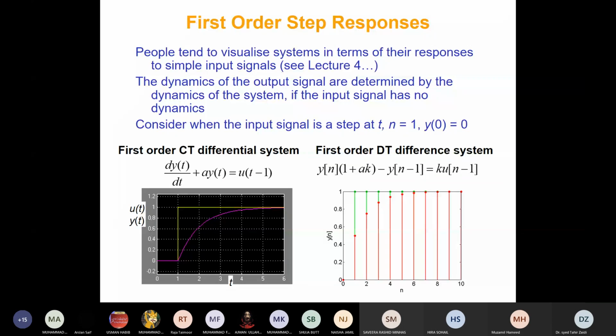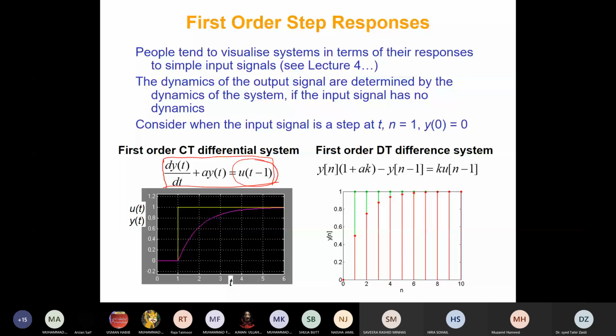And here we can see what type of response we get once we use those equations for systems. On the left, we see a continuous time system whose equation is given to us, and instead of x of t, we can give a particular input. This u of t minus 1 is the input part. We can give this input and see what sort of output we get. These types of things we do in MATLAB using Simulink.